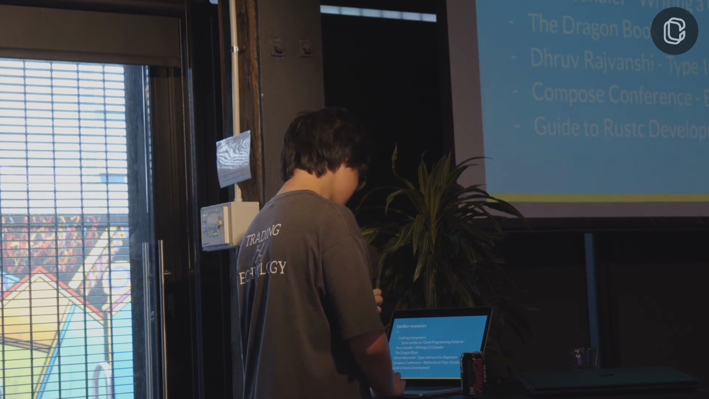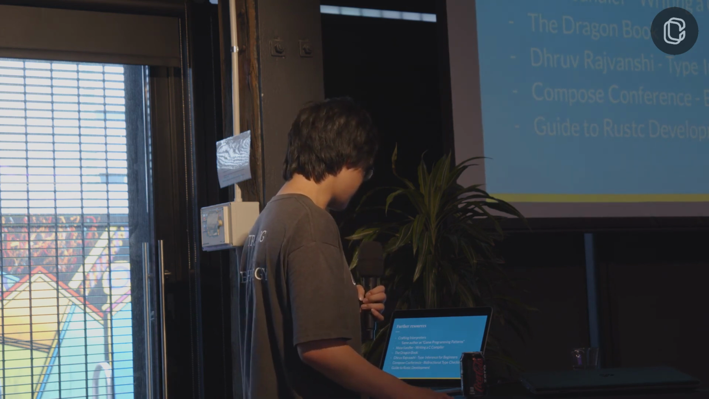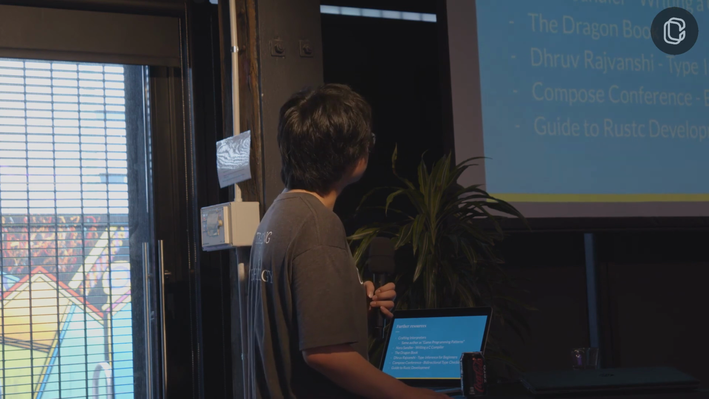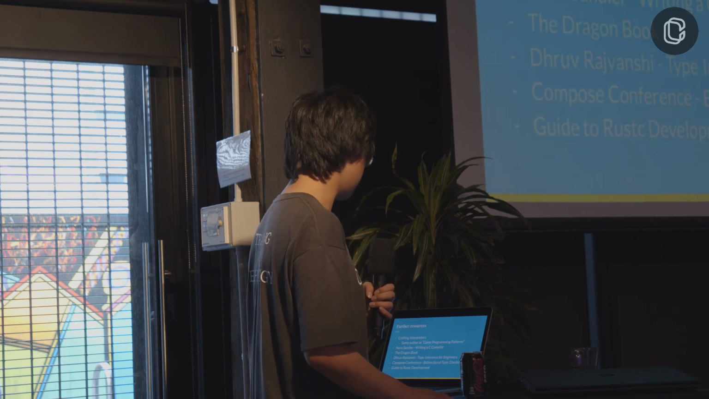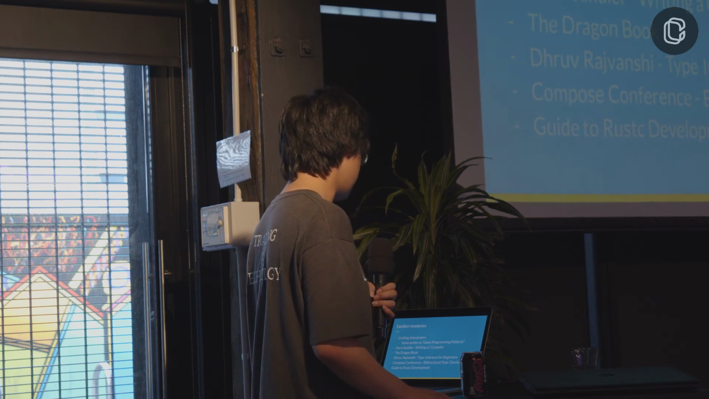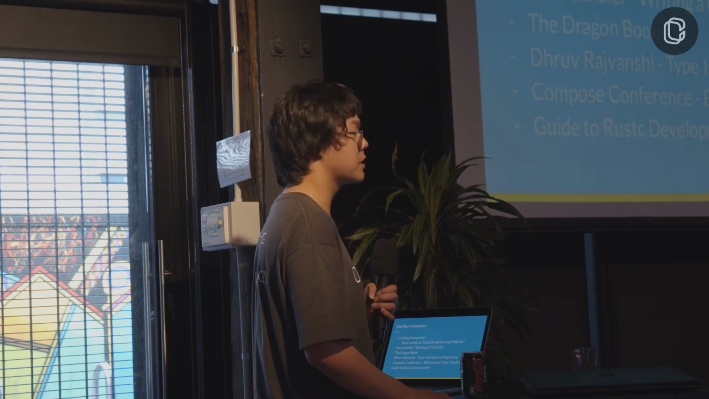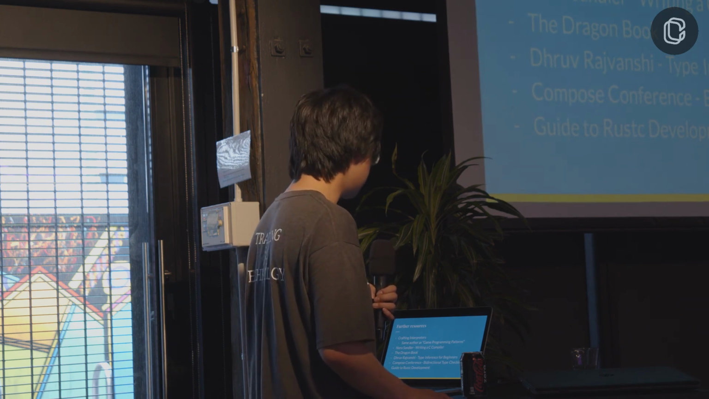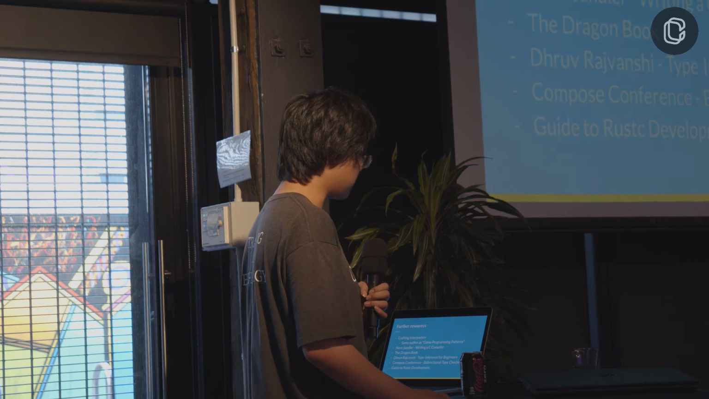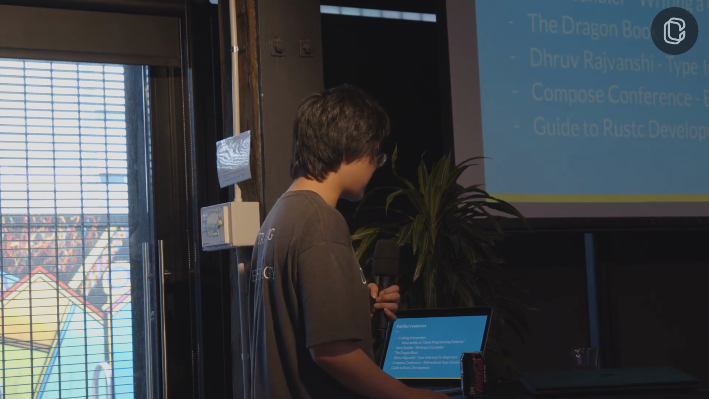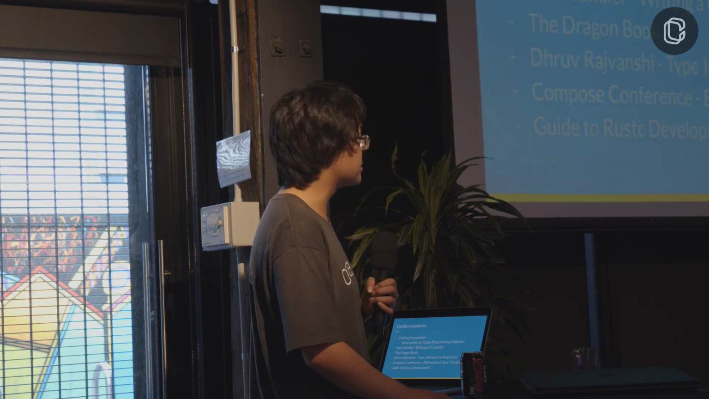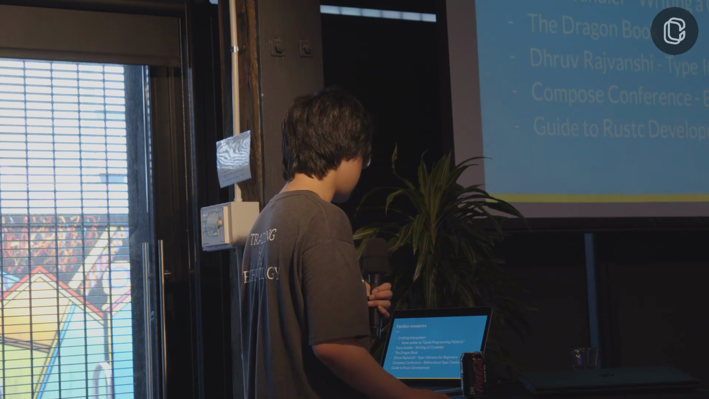The second to last one is a video by a conference called Compose Conference. Their conference is about functional programming, so stuff like Haskell. They have a video on bidirectional type checking, and that's the type checking system that I use in my Lucent compiler.